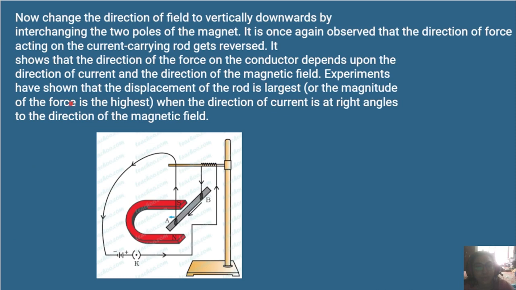So how do we calculate the force? Before that, what they are saying here is that when we change the direction of the field to vertically downwards by interchanging the two poles of the magnet, it is once again observed that the direction of the force acting on the current carrying rod gets reversed. So in the first case, what they did was they changed the direction of current, right?